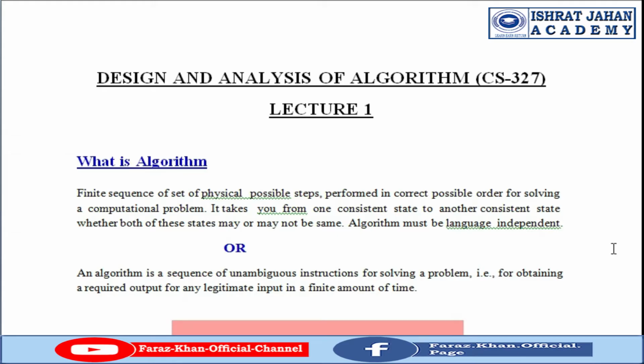Now, what is the interpretation of this definition? Finite sequence of set of physically possible steps: there we could have any problem, and when we have the finite steps to solve any particular problem, and when we write those steps in the correct possible order, we call it an algorithm. Further, it takes you from one consistent state to another consistent state, where both of these states may be the same or may not be the same.